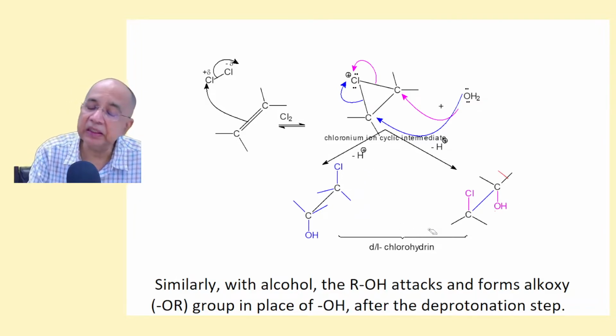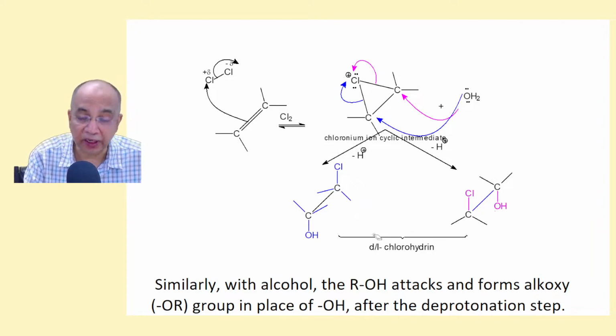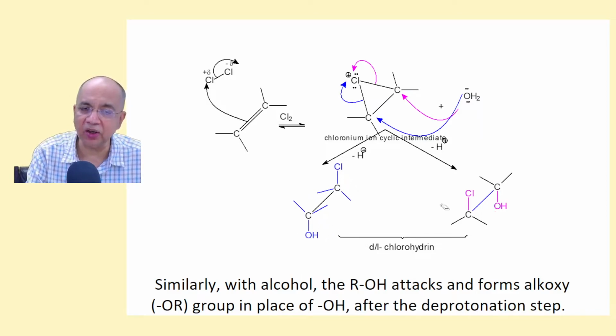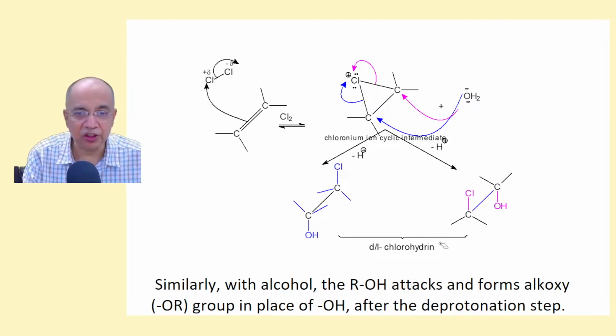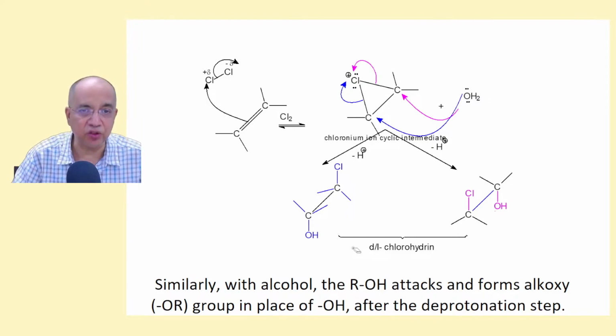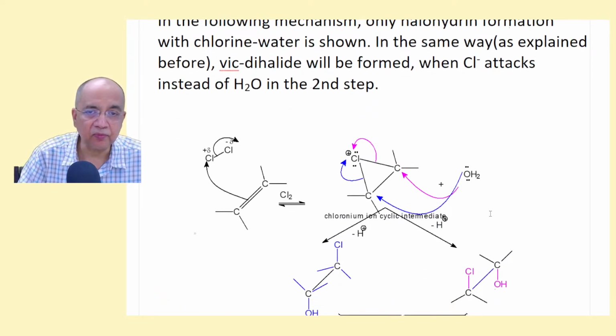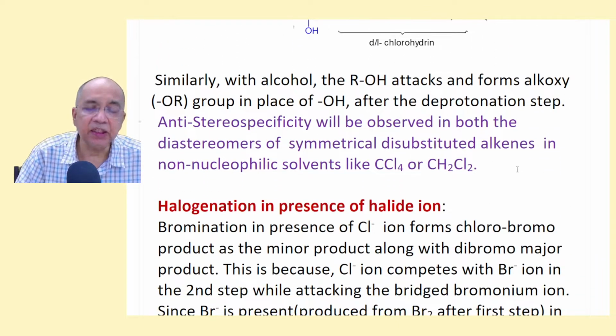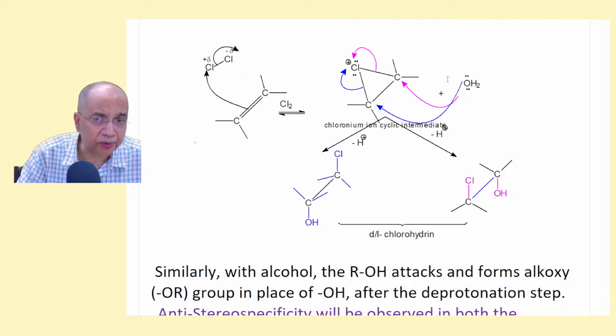These are called halohydrine, chlorohydrine, or alpha chloroalkanol, chloroalkanol or bromoalkanol, haloalkanol. That will be the major product. And the stereospecificity will also be obtained in symmetrical alkenes. I will show you just now. Similarly, instead of water, if you take alcohol, here it will be OR. After deprotonation, it will be OR. It will be alkoxy or ether, haloether, OR.